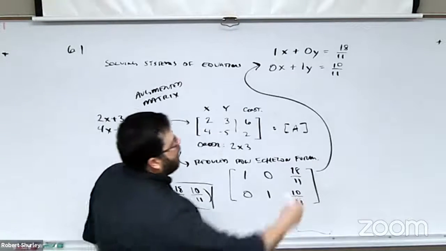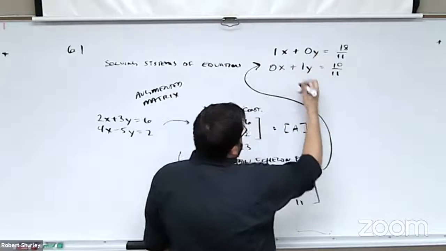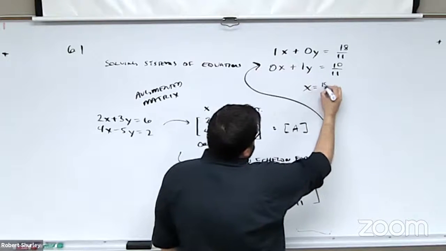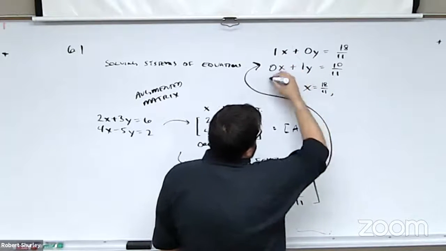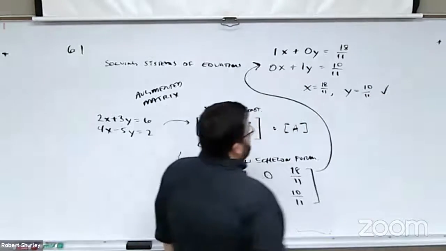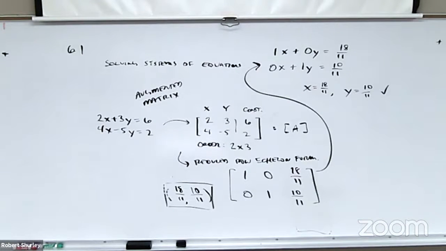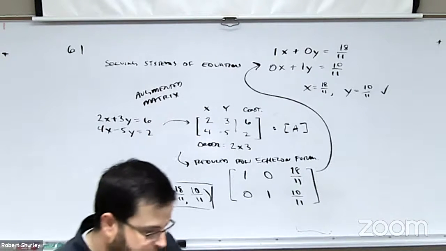So now if we want to clean these equations up, 0y goes away, and this just winds up being x equals 18/11ths. And then the x goes away here, and you wind up with y equals 10/11ths. That's my two solutions for the equation. Pretty cool, okay? Pretty nifty.